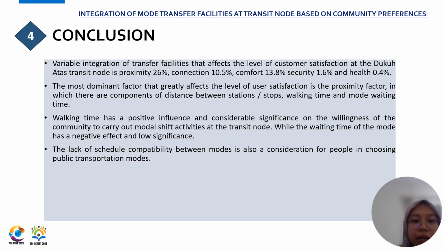The conclusion of my paper is, first, the variables of integration of transfer facilities that affect the level of customer satisfaction at the Dukuh Atas transit node are proximity at about 26%, connectivity 10.5%, comfort 13.8%, security 1.6%, and health 0.4%. The most dominant factor that greatly affects the level of user satisfaction is the proximity factor, in which there are components of distance between station or stop, walking time, and mode waiting time.